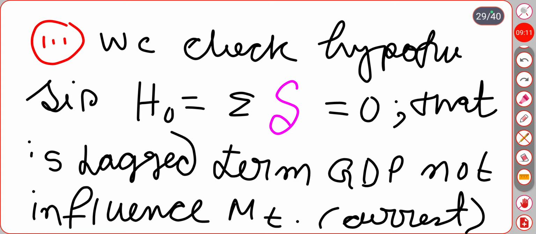Here also the process is the same: the restricted and unrestricted sums of squares, and we get the F statistic. If the calculated F statistic is greater than the tabulated value, then we reject the null hypothesis. That means we accept the alternative hypothesis, that delta is not equal to 0. That means current money supply and the lag value of GDP have a relationship. The lag term of GDP influences current money supply.